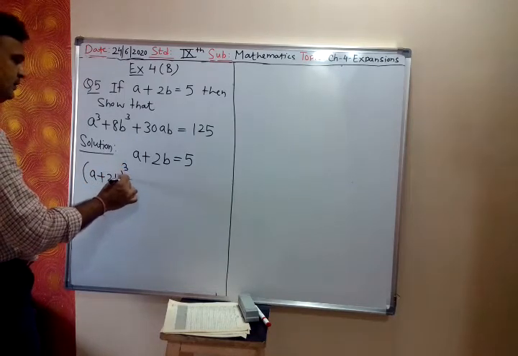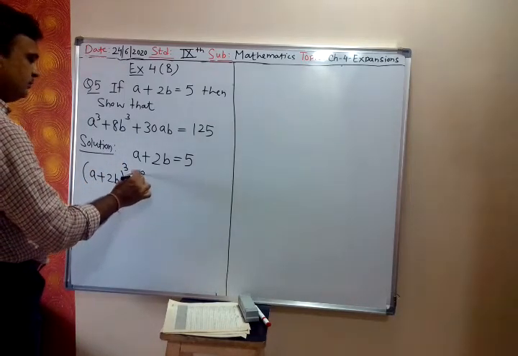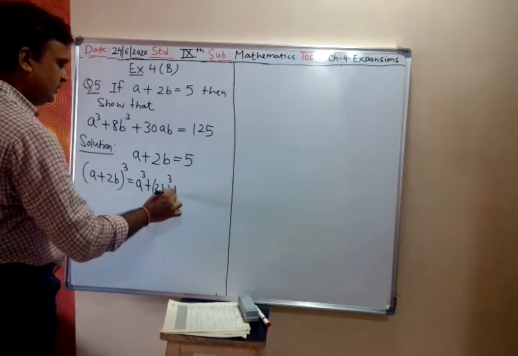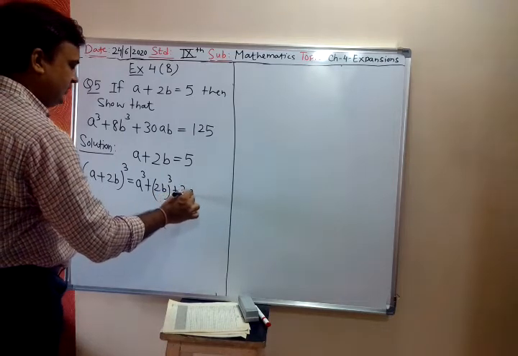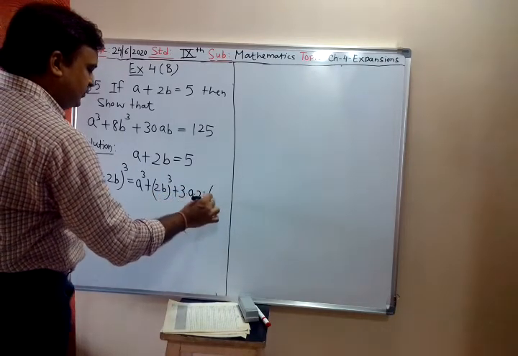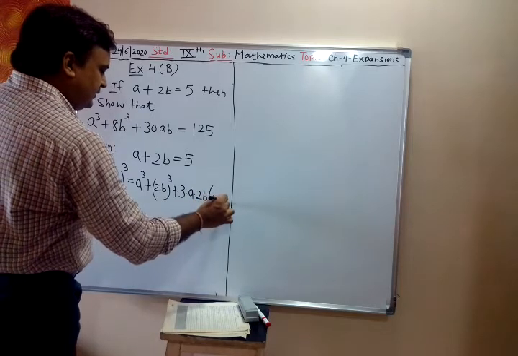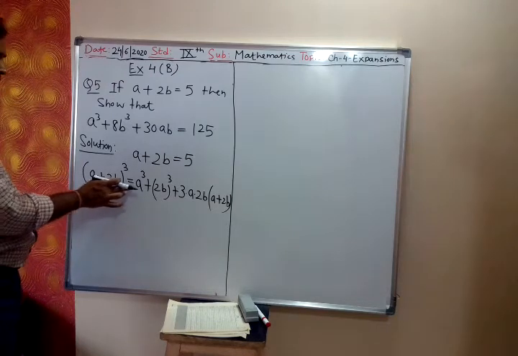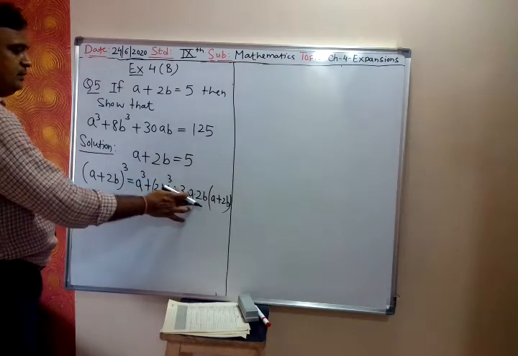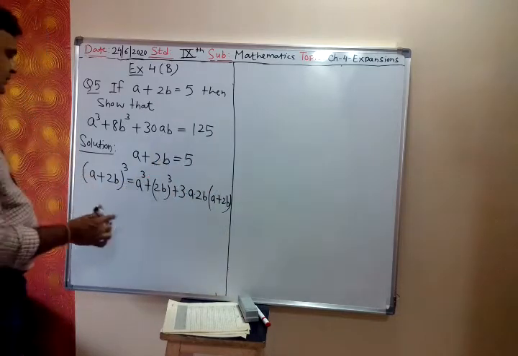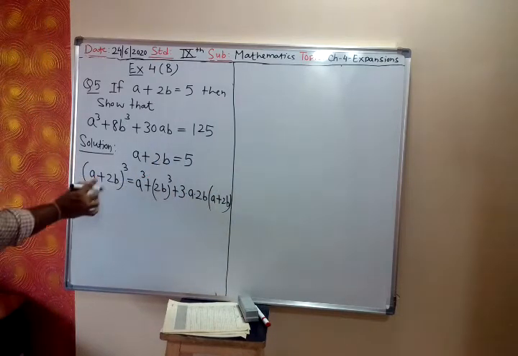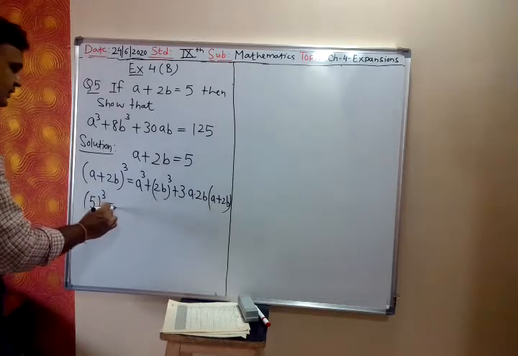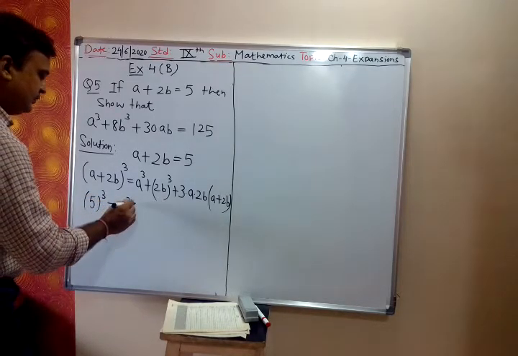We use the formula a plus b whole cube, that is a cube plus b cube plus 3ab into a plus b. So with 2b, a plus 2b whole cube is a cube plus 2b cube plus 3 into a into 2b into bracket a plus 2b. Now we substitute the value. A plus 2b is 5.